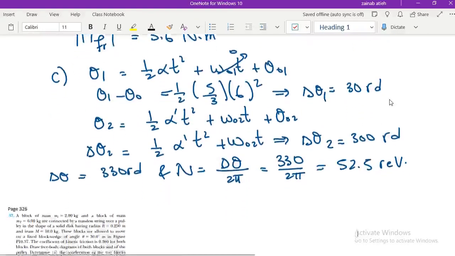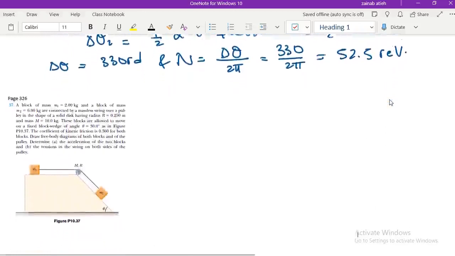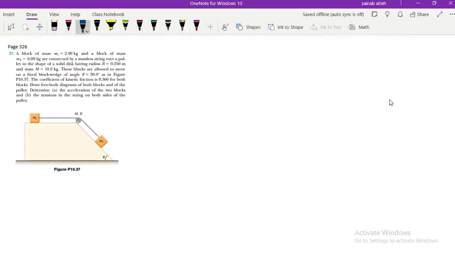I will solve now problem 37, page 326. I will read the given. A block of mass M1 equals 2 kg and a block of mass M2 equals 6 kg are connected by a massless string over a pulley in the shape of a solid disc having a radius r equals 0.25 meter and mass M equals 10 kg.